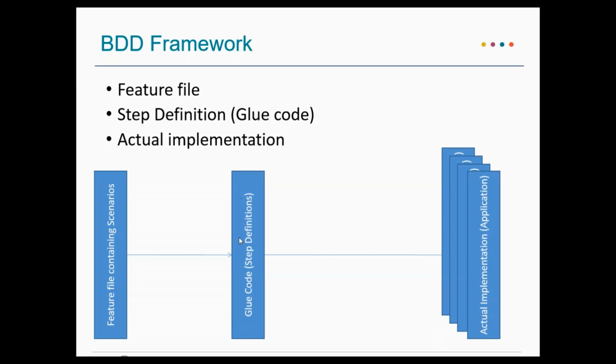The tool is providing glue code, which is nothing but the step definitions, and that way our implementation gets bound with each of those scenarios. Whenever we execute, we come to know that yes, these scenarios have passed or failed. So that is what the BDD framework does, right?